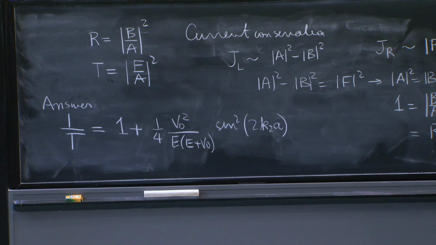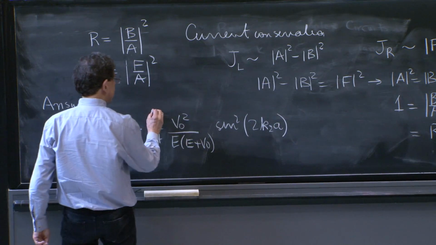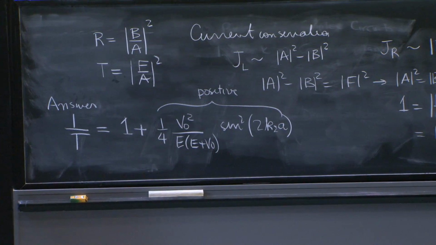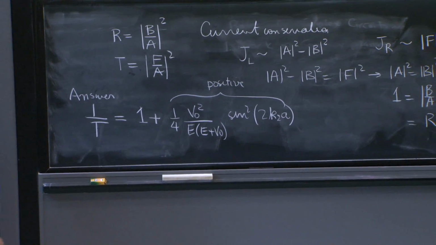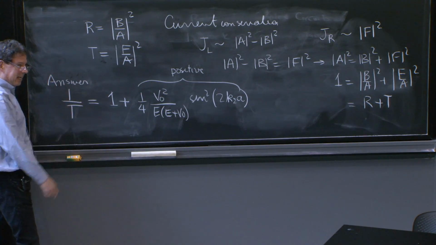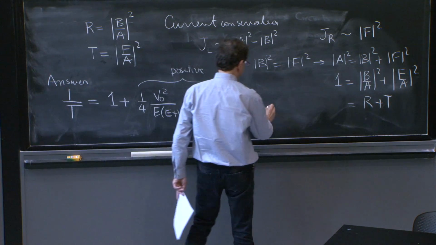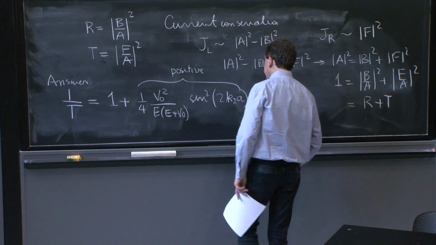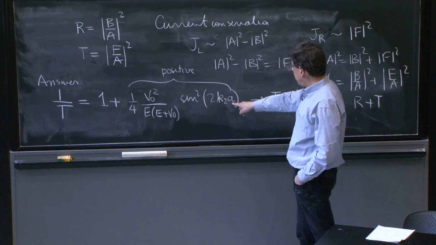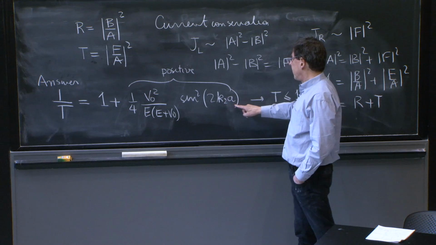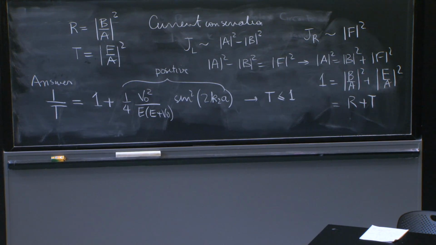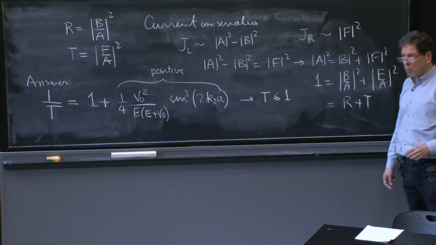So the one thing to notice in this formula, it's a little complicated, is that the second term is positive. Because V naught squared is positive, the energy is positive, a sine squared is positive. So if this is positive, the right-hand side is greater than 1, and therefore t is less than 1. So this implies t is less than or equal to 1. And there seems to be a possibility of t being equal to 1 exactly if the sine squared of this quantity vanishes. So there is a possibility of very interesting saturation in which the transmission is really equal to 1.